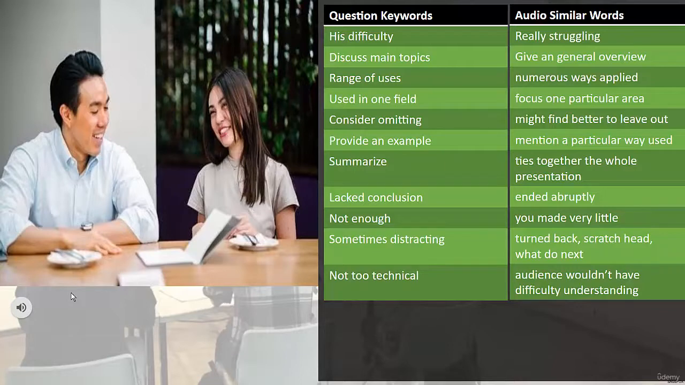Lacked conclusion, ended abruptly. Not enough, you made very little. Sometimes distracting, just when they talked about odd body language, you could have had that in there. Turned back, scratched head. What to do next. Not too technical, the audience wouldn't have difficulty understanding.